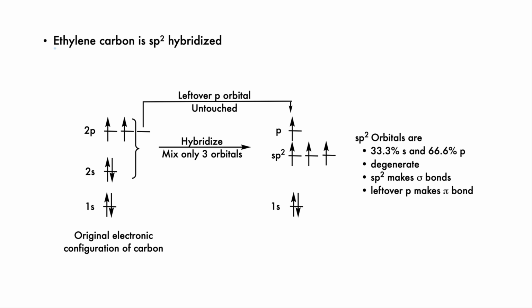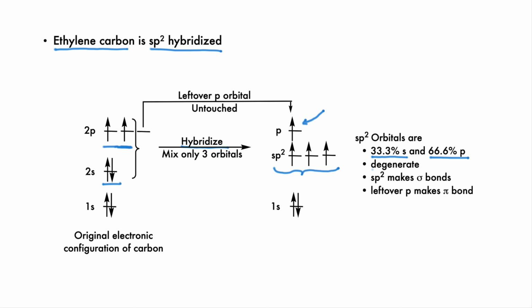The carbon in ethylene is sp2 hybridized. Starting from the original electronic configuration of carbon, we take the 2s orbital and only 2 of the 2p orbitals and hybridize, that is, mix them together, to form 3 new sp2 orbitals. We have a leftover p orbital, which we leave untouched. The sp2 orbitals are 33.3% s and 66.6% p character.